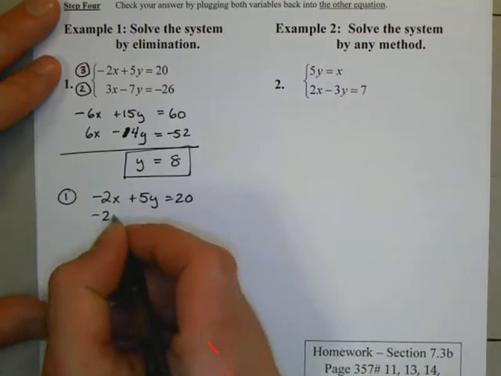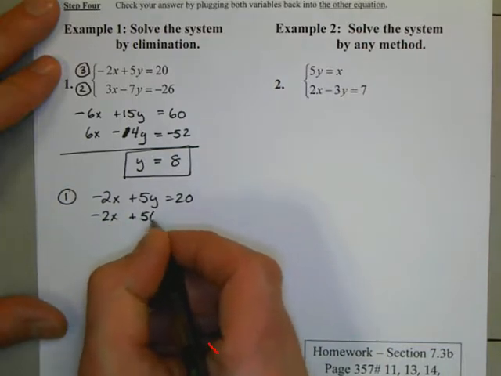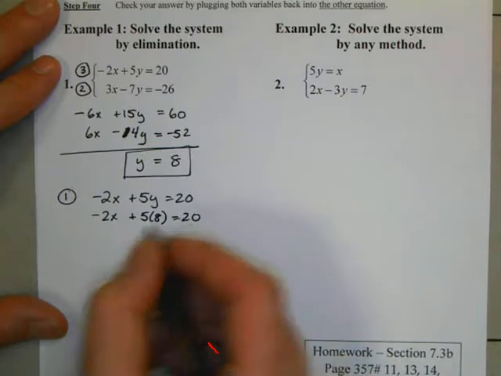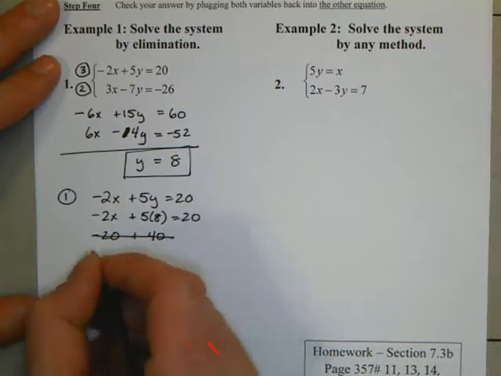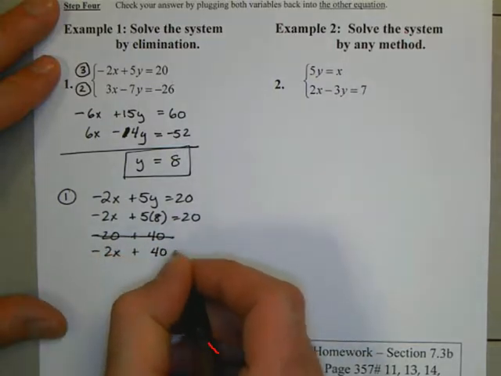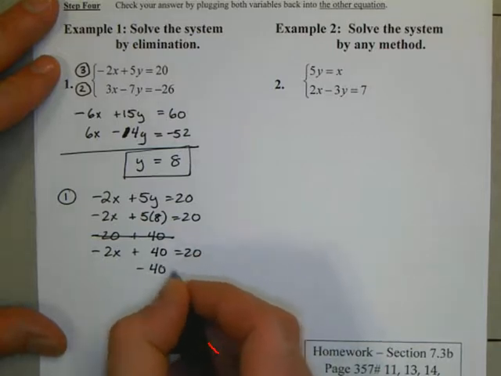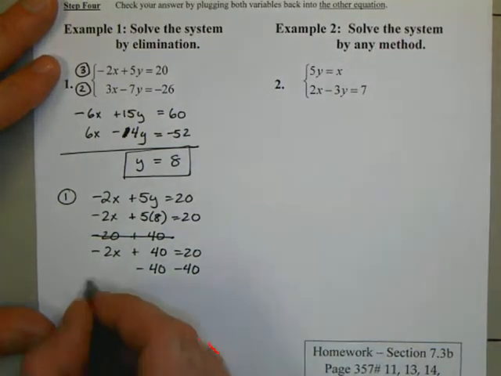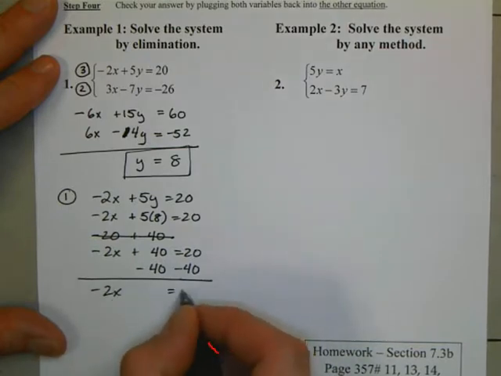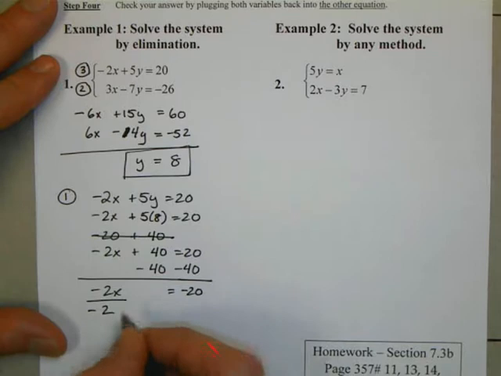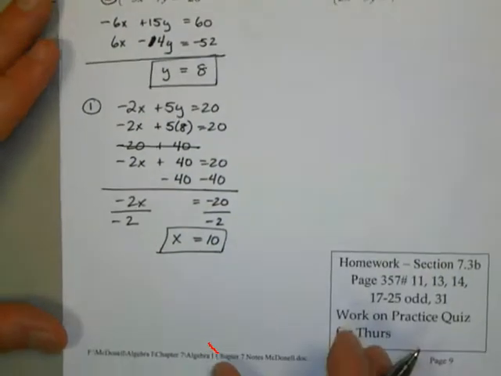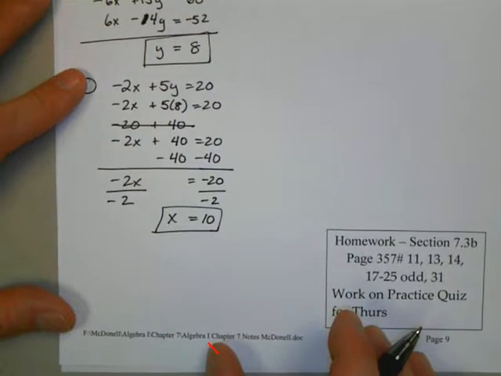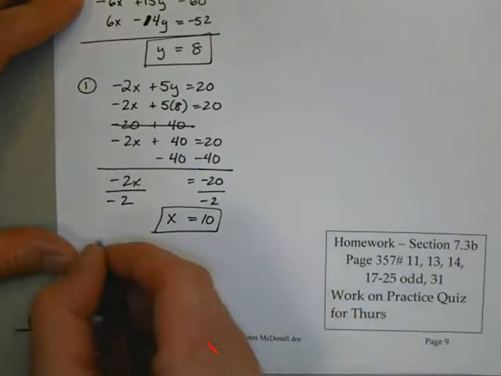And now I'm going to plug it back into the first equation to find the value of x. Negative 2x plus 5y equals 20 is my first equation. I plug in the value y equals 8 into my equation. 5 times 8 is 40. I subtract 40 from both sides, and I get negative 2x equals negative 20. After dividing both sides by negative 2, I get x equals positive 10.